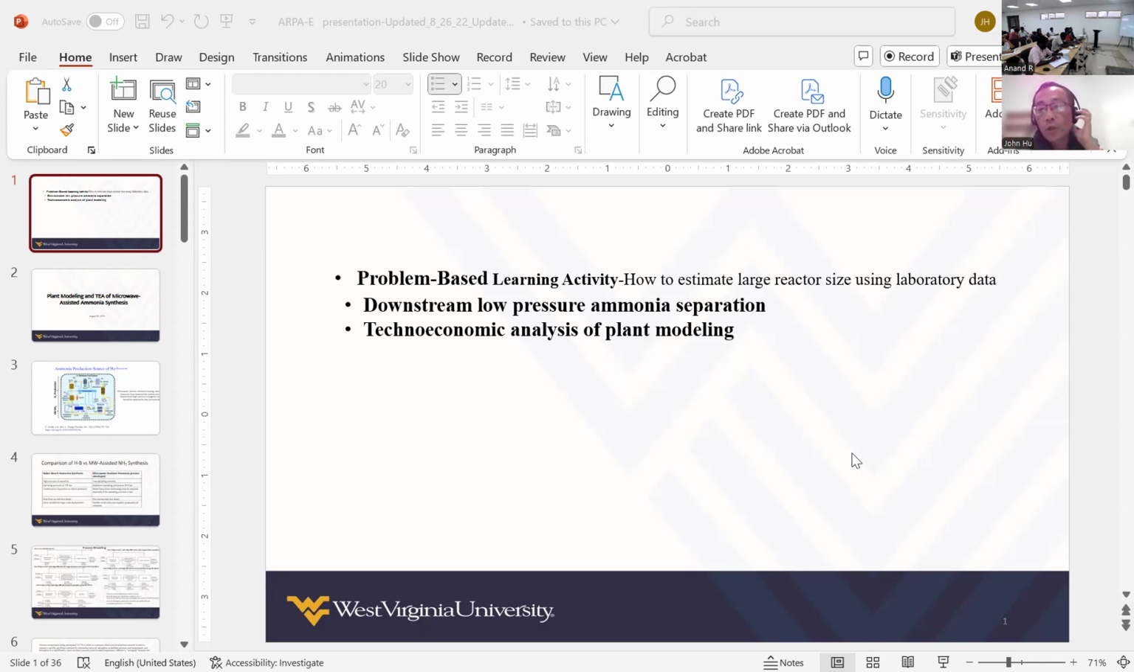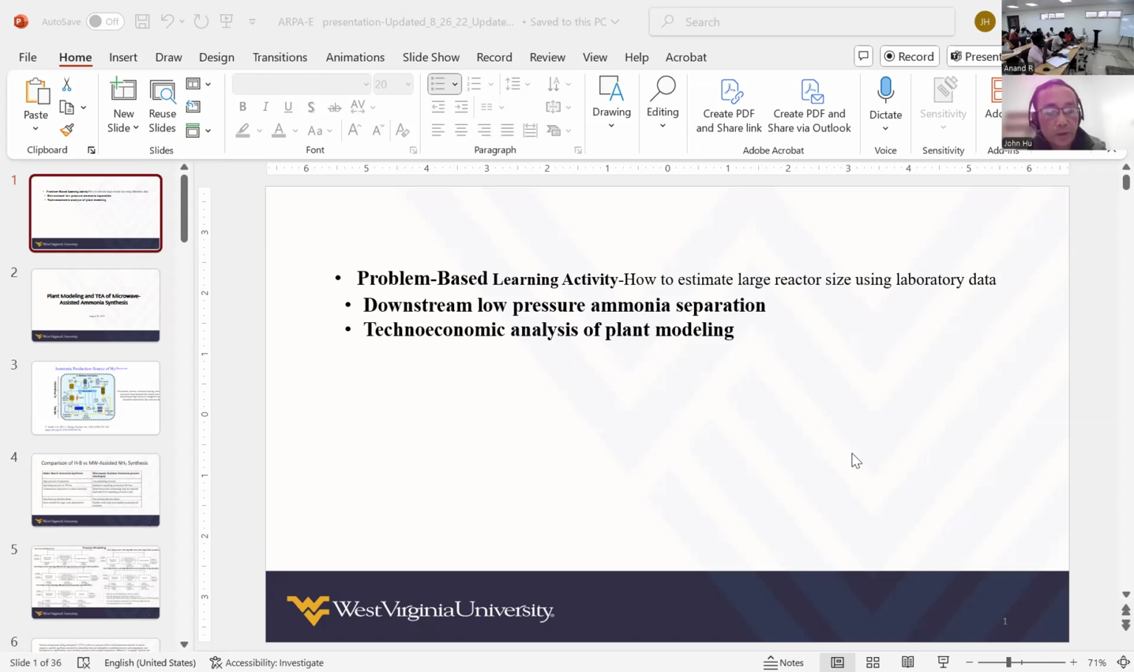Then the third part of my presentation today will be the techno-economic analysis of plant modeling. Basically, we are looking at not only the reactor, but also the downstream separation, feedstock pretreatment, and the whole ammonia plant. What's the techno-economic analysis for the different cases?